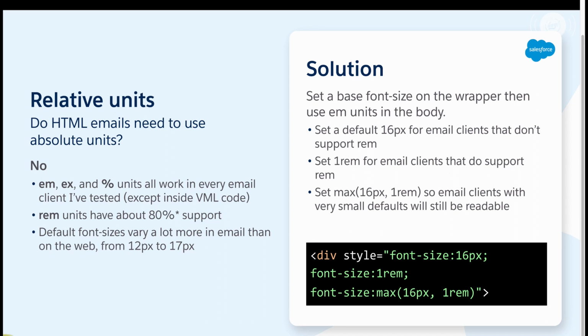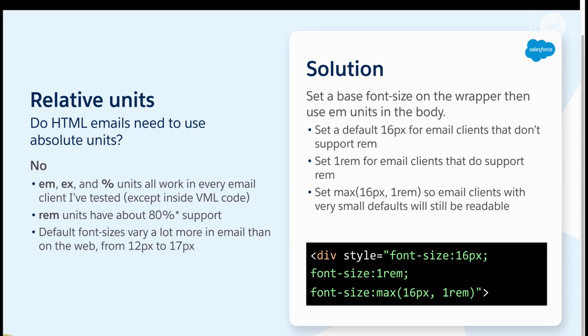So we actually set three font sizes here. First up, we set our fallback. So font size 16 pixels is for email clients that don't support rem. So that's like 20%. Then we set font size 1 rem for the email clients that do support rem. But then we've got the issue of the small default font size. So then we set a third one and we use max. We use max 16 pixels, 1 rem.